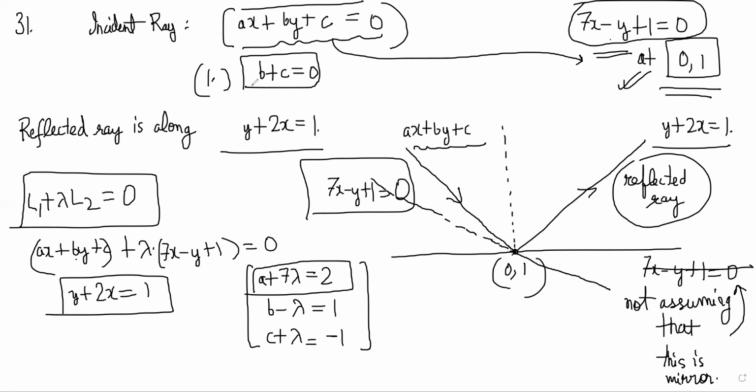Then a plus 7 lambda is 2. I feel like there are too many variables here and less information. It feels like maybe you have to assume that that was the mirror, otherwise it feels unsolvable, right? One second. From this point along the line, the ray is reflected from this point, incident along a line which meets another line at this point. Yeah, the ray is then reflected from this point along the line y plus 2x.